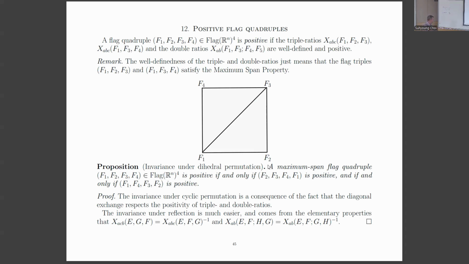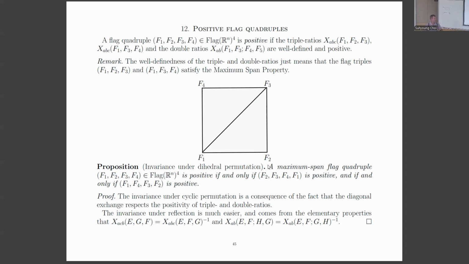Okay, so the invariance under cyclic permutation, well, if you think about it, if you do a cyclic permutation of those, you're just replacing this diagonal by that diagonal. And what we just saw is that being positive for one choice of diagonal is the same as being positive for the other choice of the diagonal. So the invariance under cyclic permutation just follows from the hard work we did in the past hour or so. And the invariance under reflection, on the other hand, is relatively stupid.